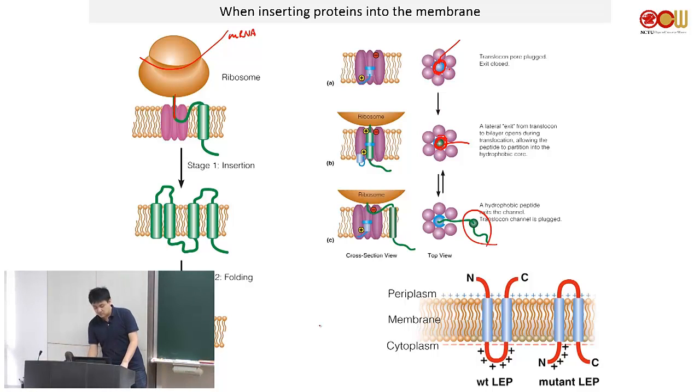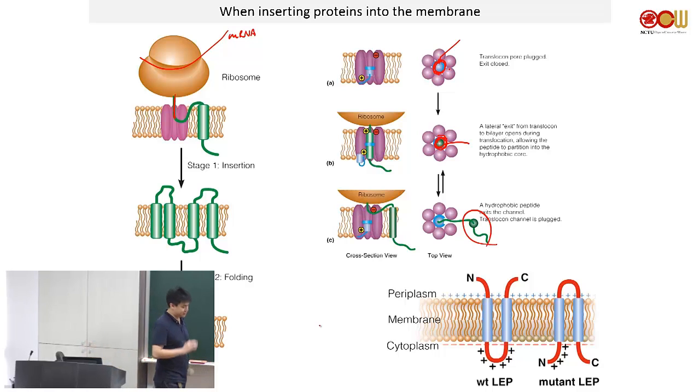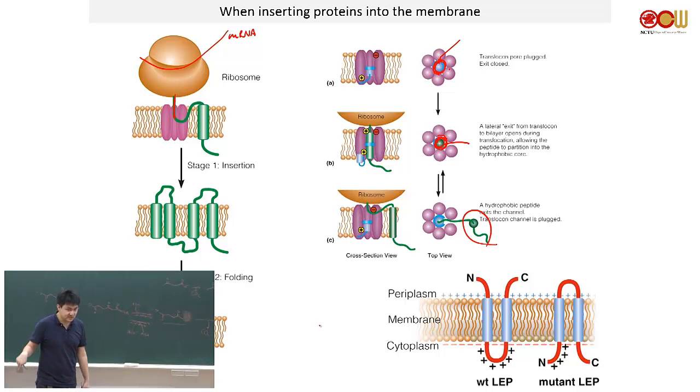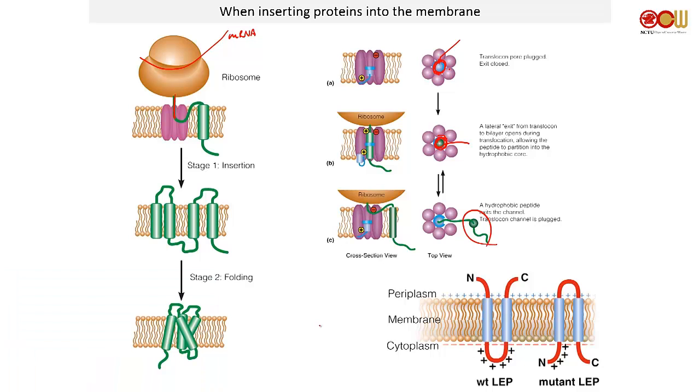Now, this bottom right picture, I want to show you how membrane proteins actually have directions. If it's a receptor, you want the receptor to be on the right side. If the receptor is upside down, that's kind of stupid. So your membrane proteins have directions. Whichever side is supposed to be on the outside, it better be on the outside. And one of the ways you can do that is, for example, with charges.